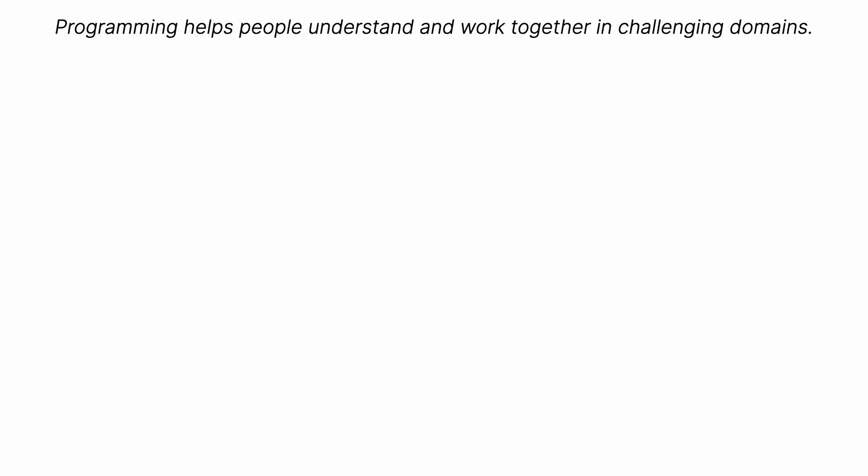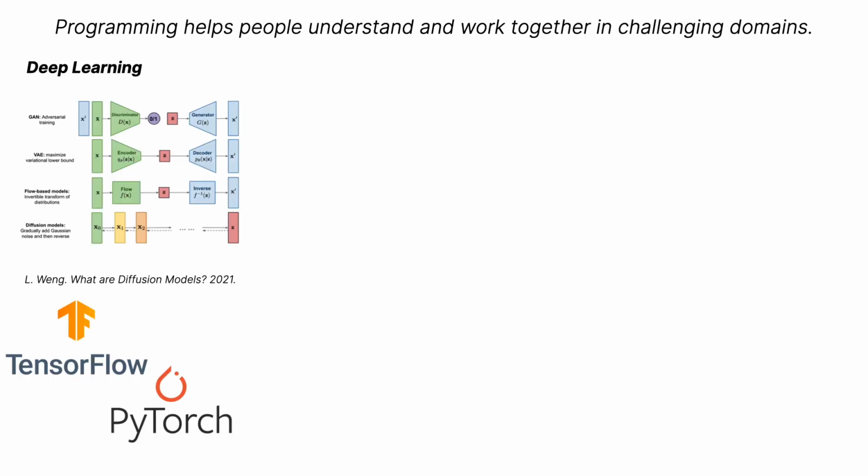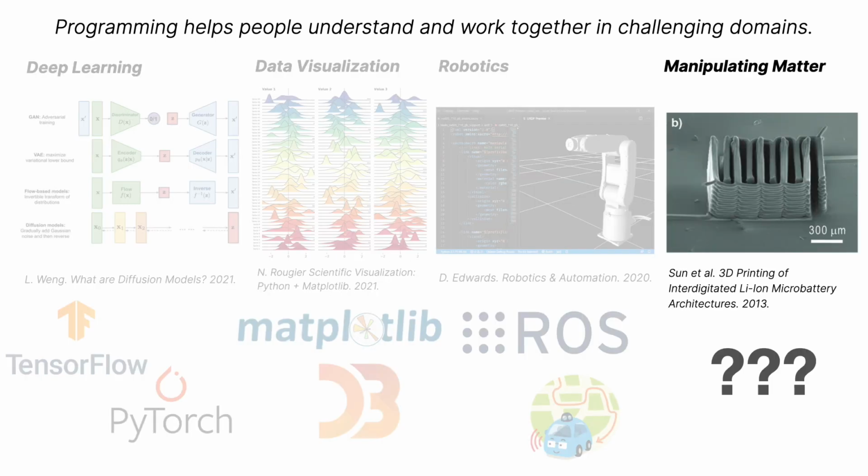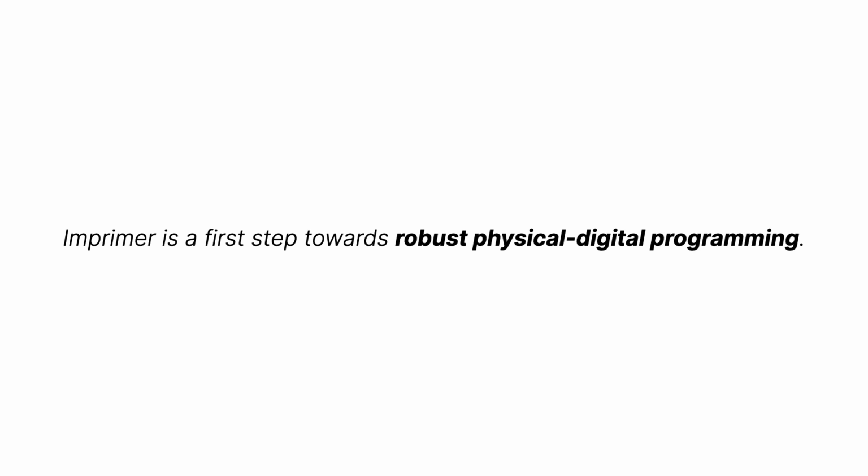Taking a step back, having programming as a foundation is critical because it helps us work with a variety of domains. For example, deep learning, data visualization, and robotics. However, when it comes to manipulating physical matter, we don't yet have reusable code infrastructure that helps the community tackle new challenges that conventional tools haven't yet been designed for. In this light, Imprimer is a first step towards robust physical-digital programming, where challenges with tooling, materials, toolpath generation, and safety are all handled through code.